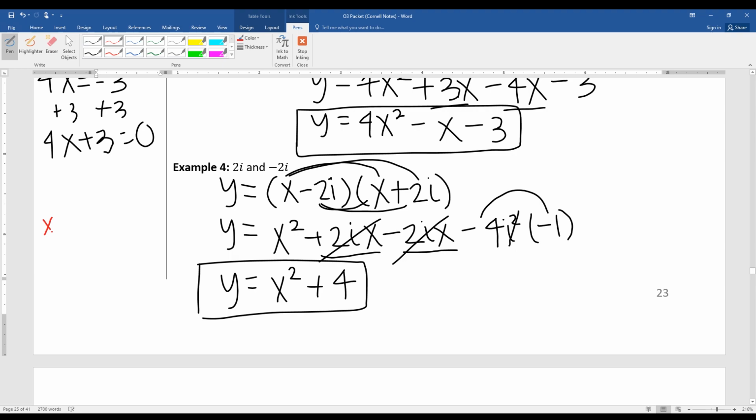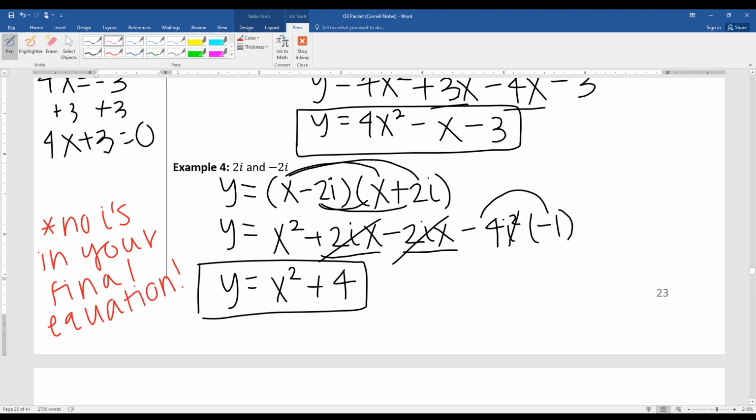I do want to make just a little side note here, is that you should have no i's in your final equation. Every time that we write these in standard form, these middle two values should always, always, always cancel out, and this i squared should always be changed to -1. You will never end up with an i squared in that final answer.